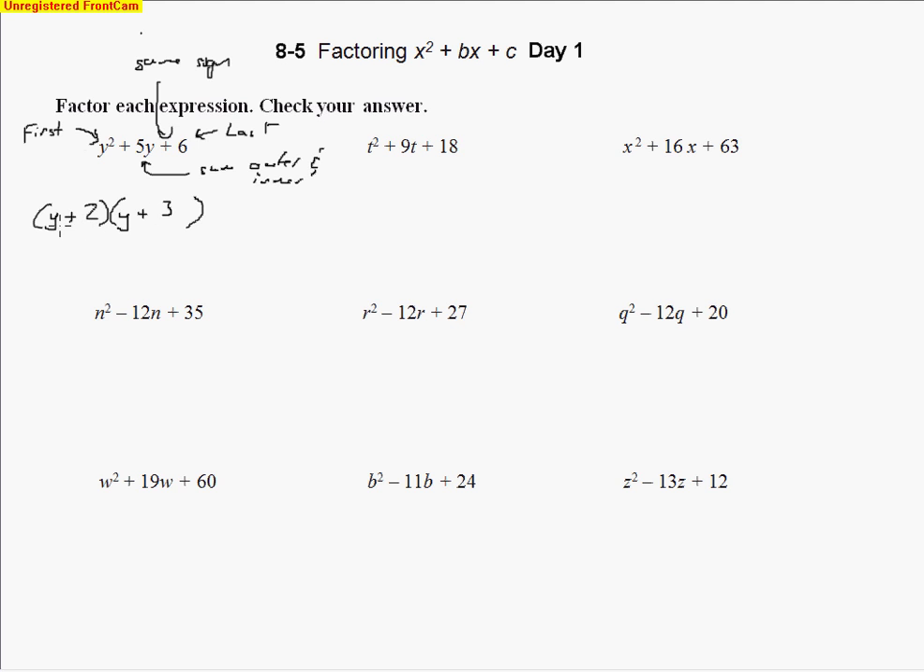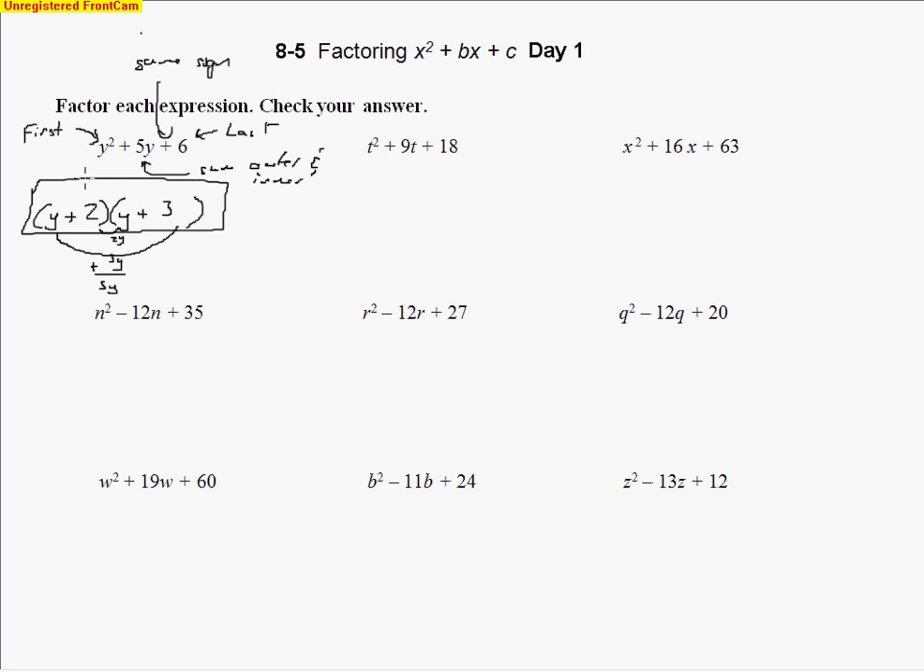You see, y times y makes y squared. 2 times 3 makes 6. So I know the first terms and last terms are right. The key is to check the outside terms and the inside terms. You see these make 2y and these make 3y, and those add together to make 5y. So I know this is the correct factored form.